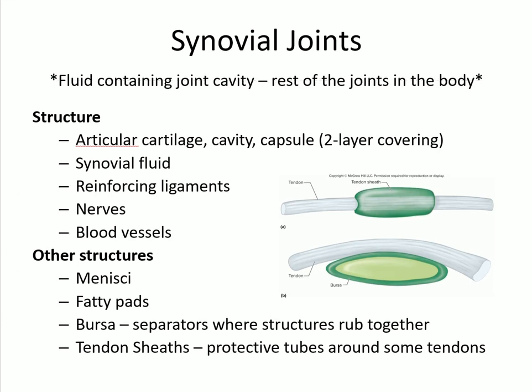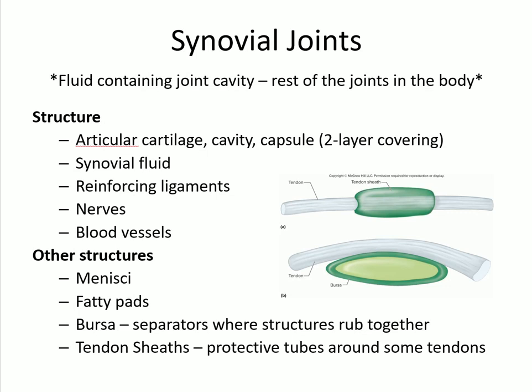Okay, other structures. Other structures can include a meniscus in the knee, for example. So C-shaped cartilage pads, which we will talk about in a second. We have a big one and a little one, a fat one and a skinny one. When it comes to C-shaped cartilage pads of the knee, the meniscus. Other structures also include fatty pads that help cushion.